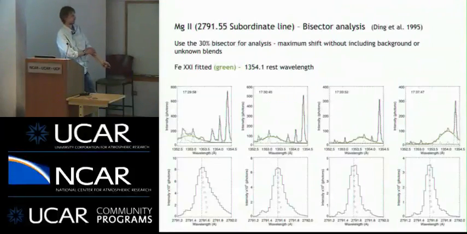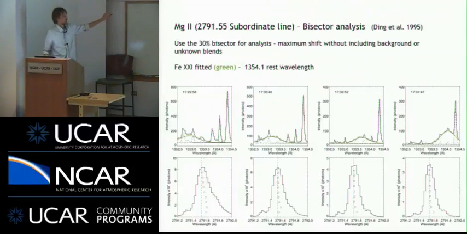Just to be quick here, for the subordinate line, you can take a bisector of it. So it's just an approximation of how much it's shifted. So really it's only looking at a sort of upper limit to the shifts. So this is the subordinate line. We use this since it's not as saturated as the resonance lines. This is also the 2791 line, which is on the blue wing of the resonance lines. This also helps because there won't be any redshifted component from the resonance line interfering with this.